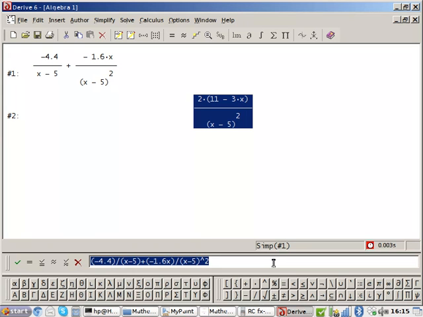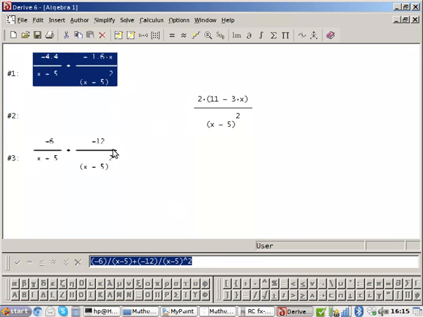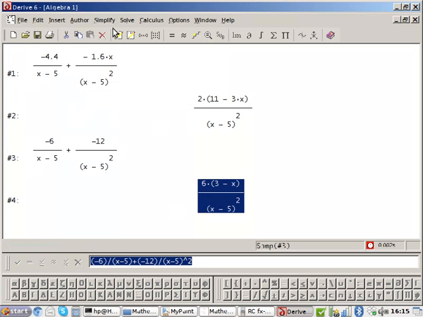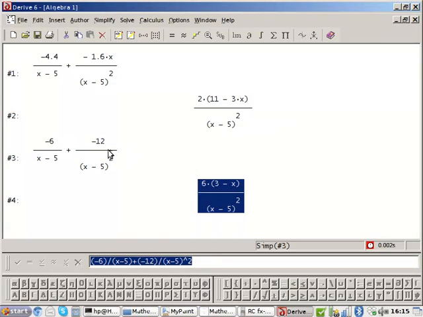What did you get? Say again? Minus 6 and minus 12. Now, if you look at this and you look at this, they're quite different. But yet, when I simplify it, it's wrong, which means you guys made the mistake. Guys, what did you get? Minus 6 and minus 12?